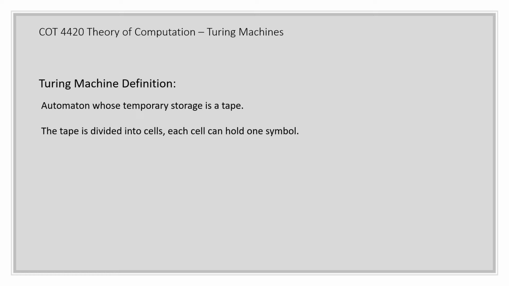All right, so let's talk about the Turing machine. A Turing machine is an automaton whose temporary storage is a tape. I already said that. And the tape is divided into cells, and each cell can hold one symbol. So the tape would be like this. And on each cell of the tape, you would have, say, one symbol.